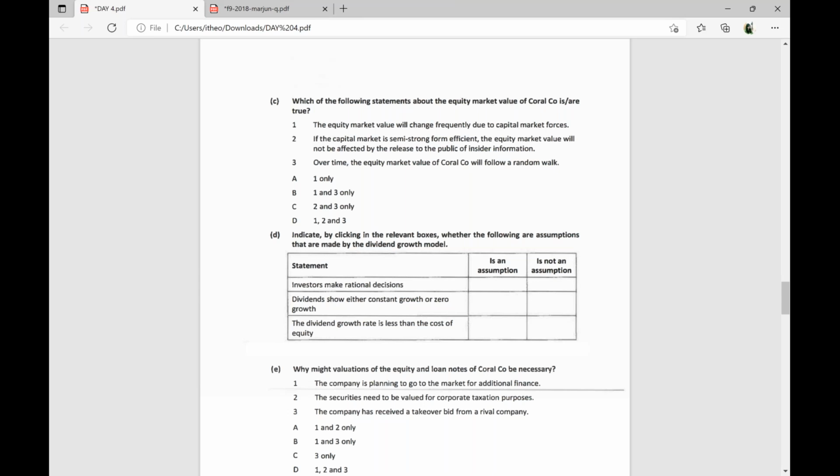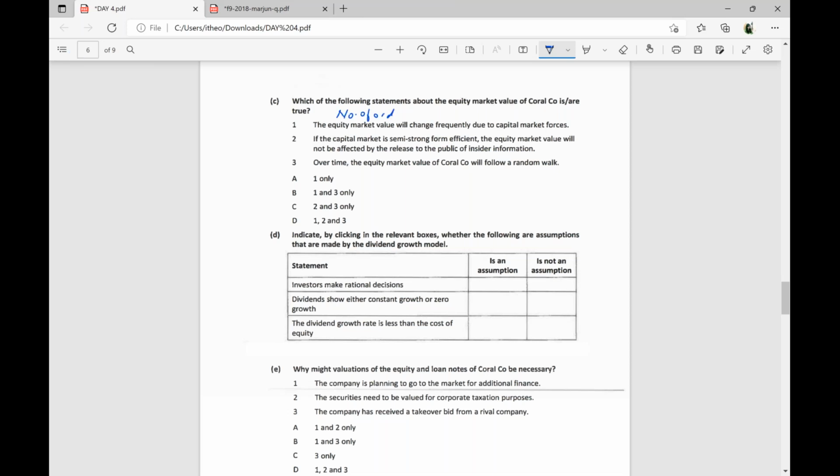Okay. So the equity market value will change frequently due to market forces. What was the formula of equity market value? The formula was number of ordinary shares times current share price. Remember, number of ordinary shares was 31.2 million, and you multiplied it with the current share price, 7.1, and you get 221.52 million. It's saying that equity market value will change due to capital market forces.